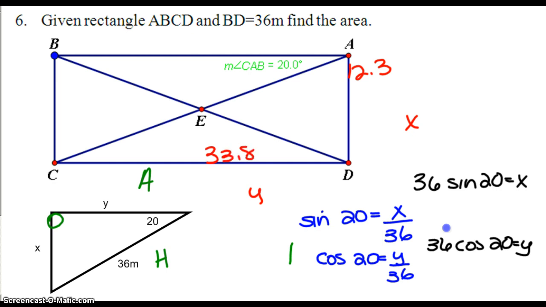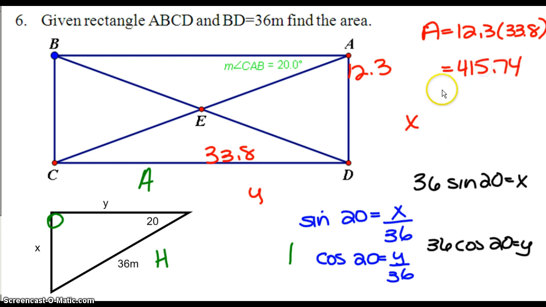So our area is 12.3 times 33.8, which is 415.74. Okay, that's our final result for our area, and that's meters squared.